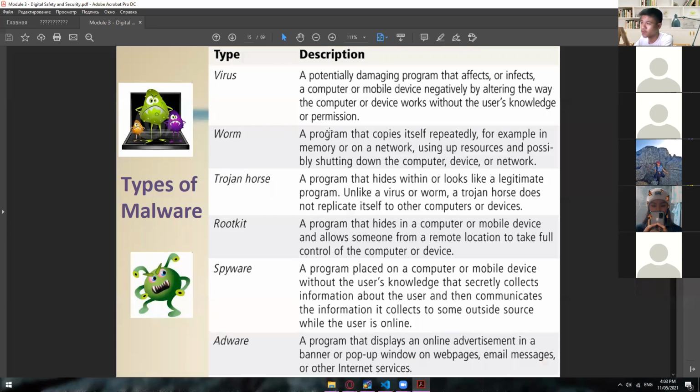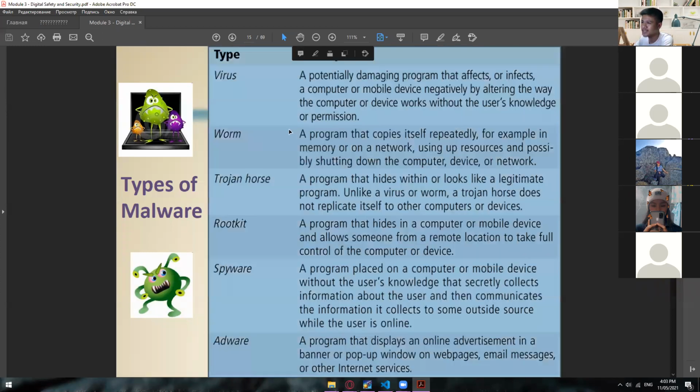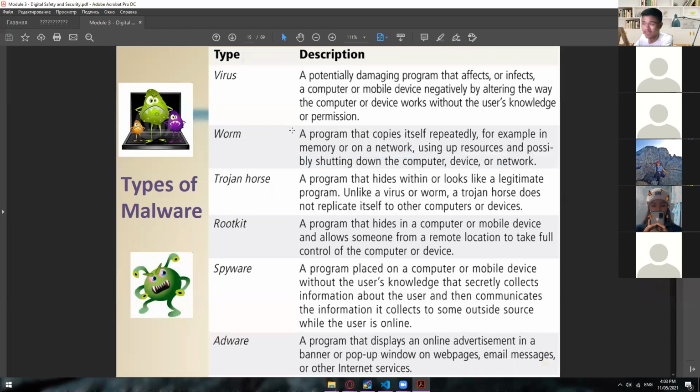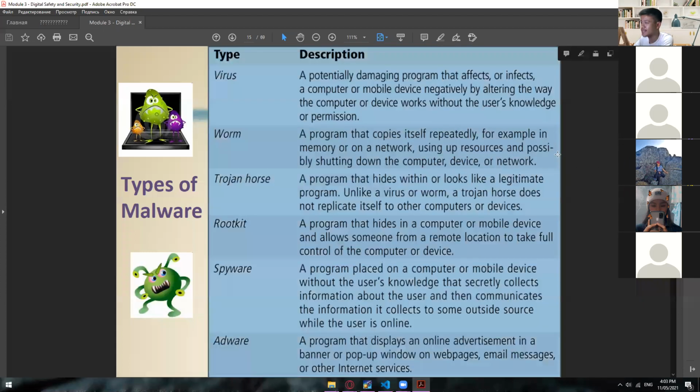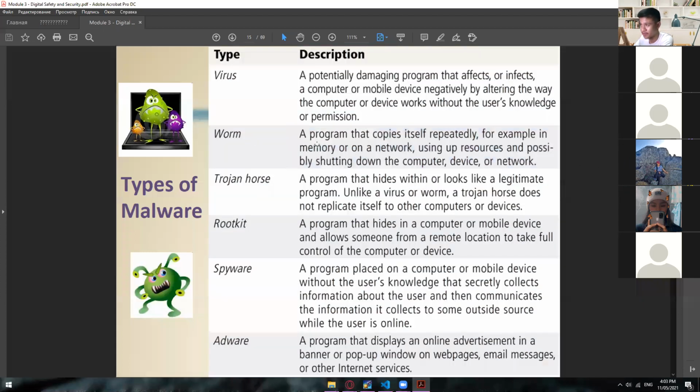So, it is just a program that copies itself repeatedly, for example, in memory or on a network, using up resources and passively shutting down a computer device or network. This one doesn't have the intention to destroy your data. We could say that this one is not harmful. This one is still safe. You can still remove it just by scanning your computer and then removing that worm from your computer.